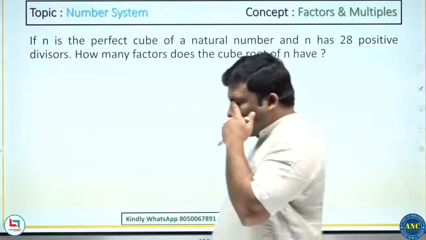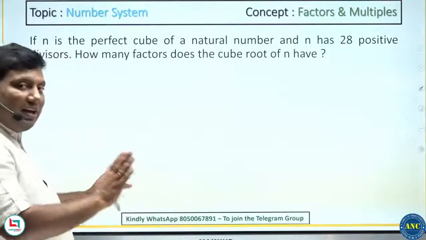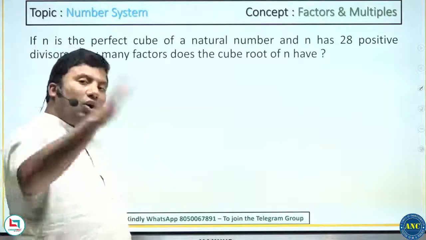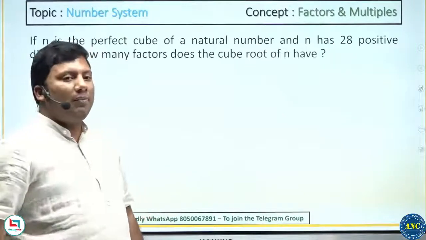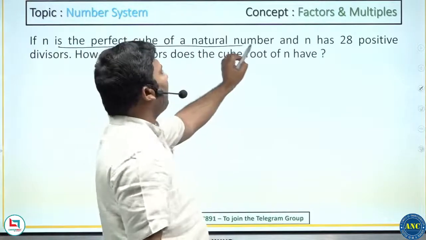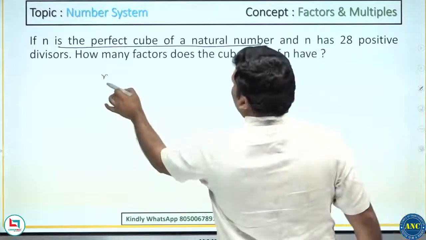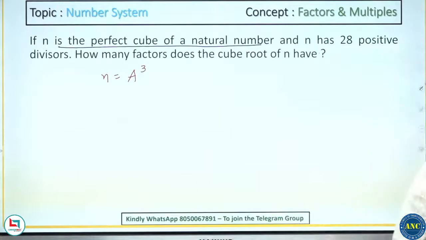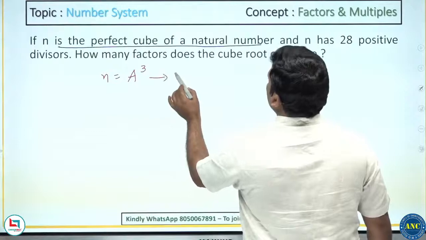Next one. Read this question. Session number 3 is of advanced level. Entire class, if you observe, number of factors are given and we are finding the number. Lowest 2-digit number, greatest 2-digit number, square of a number, cube of a number, all the possibilities we are doing. N is the perfect cube of a natural number. Let a be a natural number. N has got 28 positive factors.